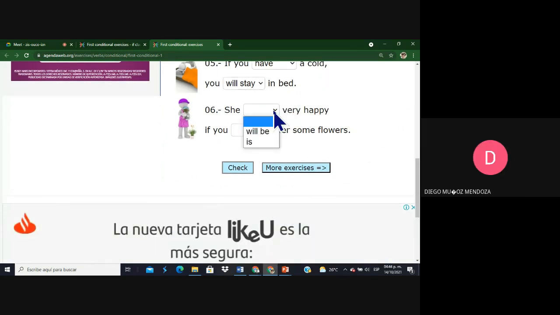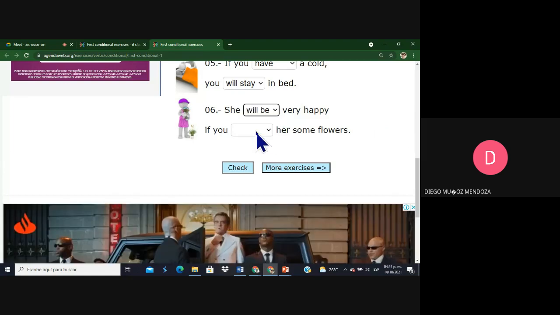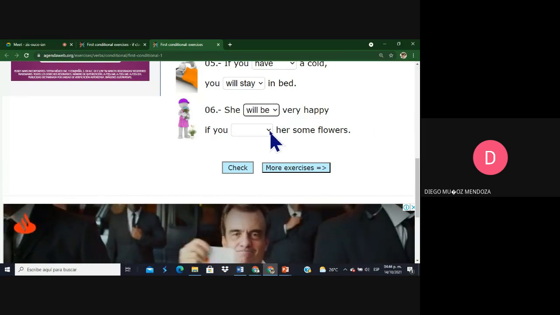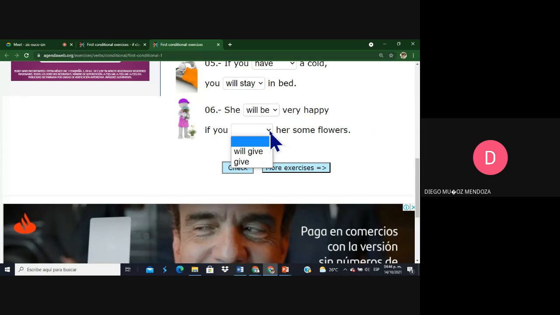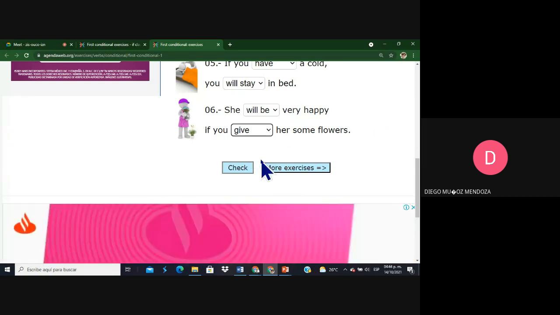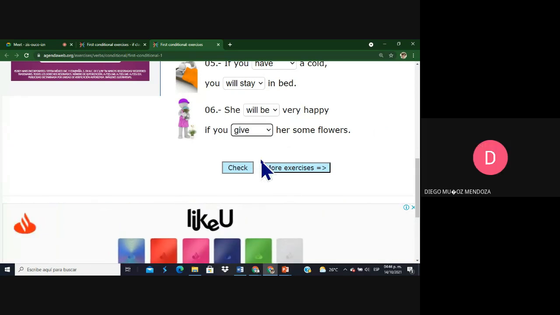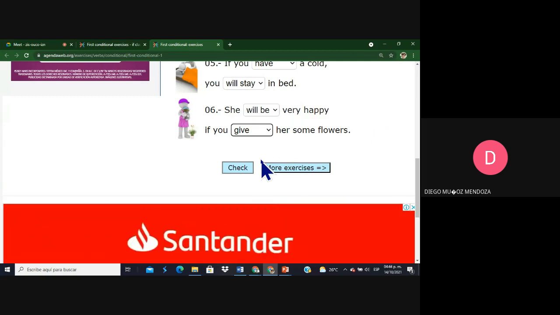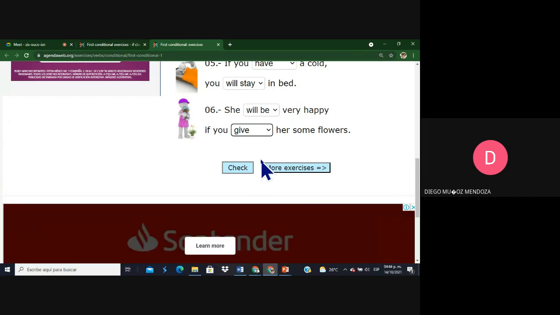She will be very happy if you give her some flowers. Yes, flowers. Exactly. She will be very happy if you give her some flowers. It's perfect.